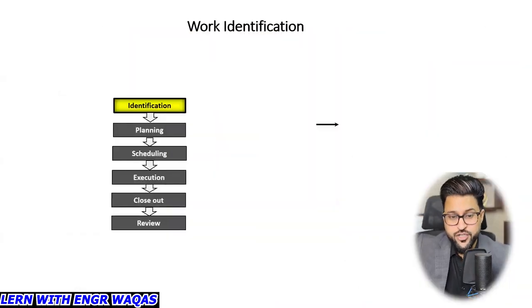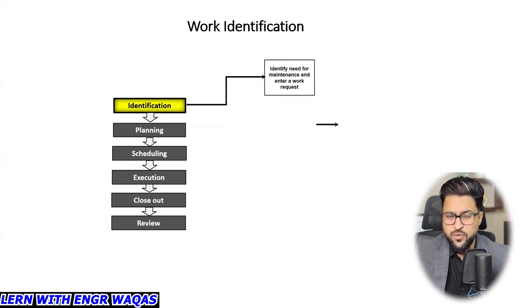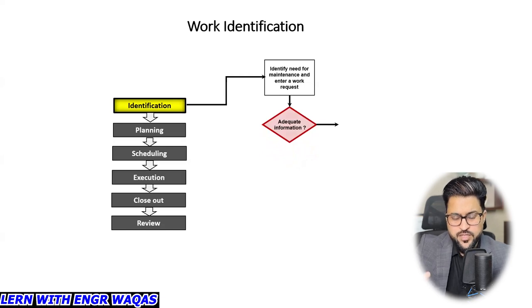So identification is going to identify the need for maintenance and enter a work request. As a scope documentation, you have something troubled in your plant, and you are going to document that you need something repaired or maintained. If there is a valve, a pipeline, a machine, a heat exchanger, a cooling tower that needs some repairing work, there are two possibilities.